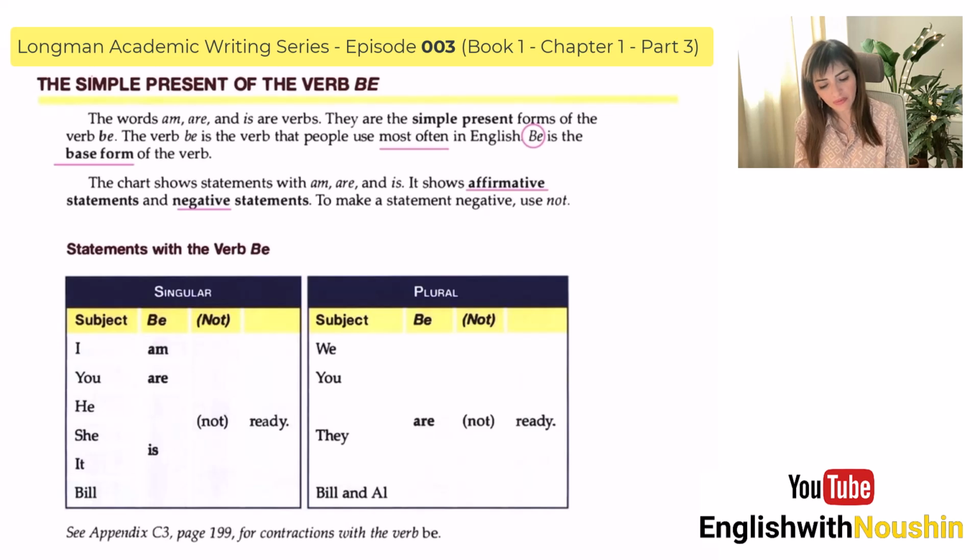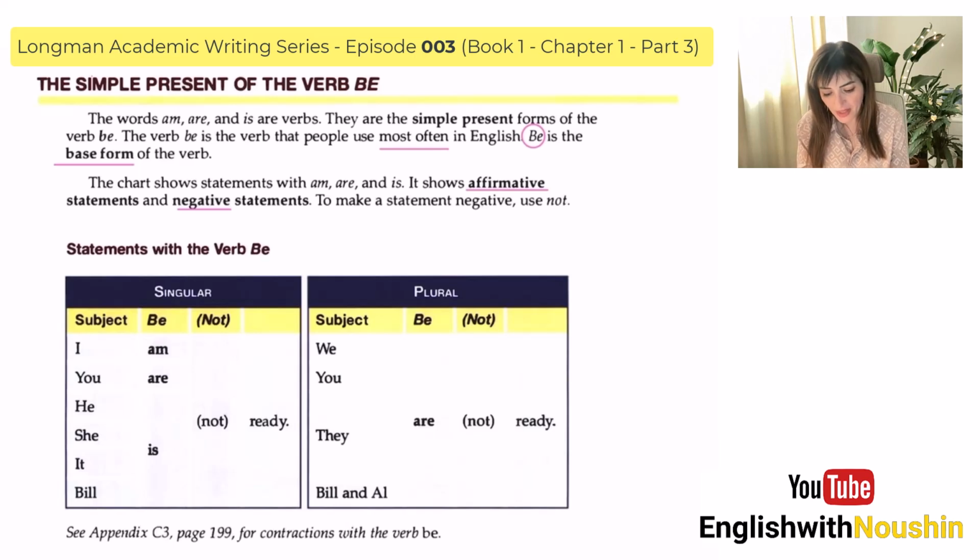And in the plural form, that means with more than one, we will have we, you, and they. The verb changes into are, and then ready. So we are ready, you are ready, they are ready, or not, they are not ready. Or Bill and I. Let's do a little practice, an easy peasy one.